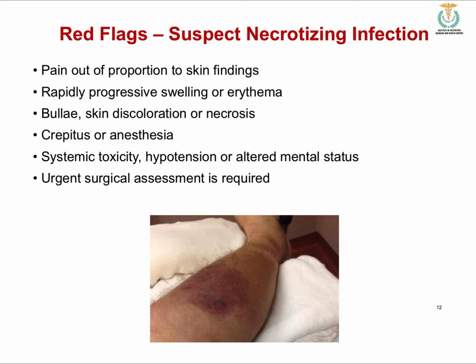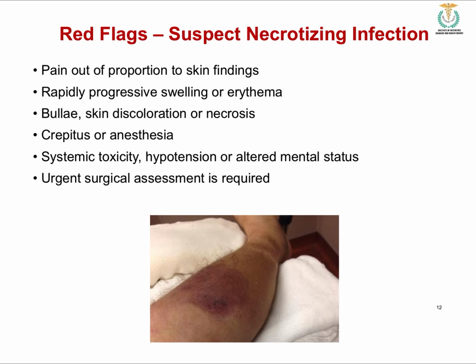Next, the red flags when we have to suspect a necrotizing infection. This is one of the most important things from a safety perspective. If the patient has pain that is much greater than what the skin appearance suggests, think about a deeper infection. Another warning sign is rapid progression of swelling or erythema. Bullae, skin discoloration, necrosis, or skin anesthesia are concerning. Crepitus may indicate gas in the tissue. Systemic toxicity is another major red flag here. And the patient may become hypotensive, confused, or severely unwell.